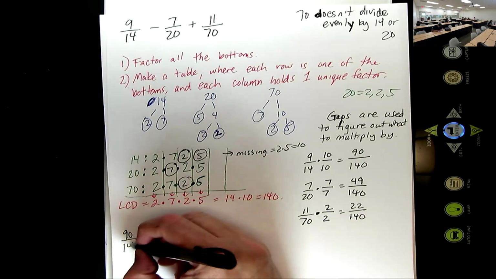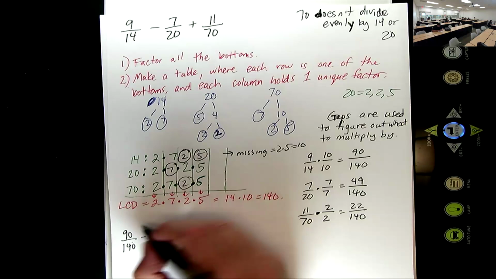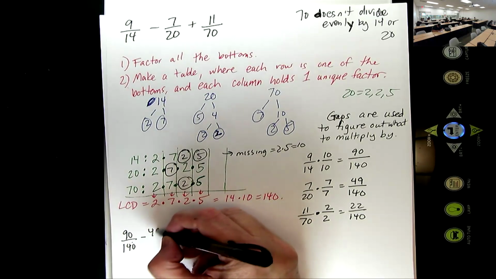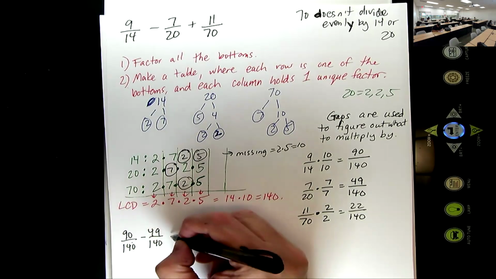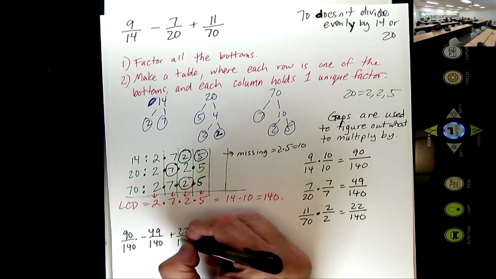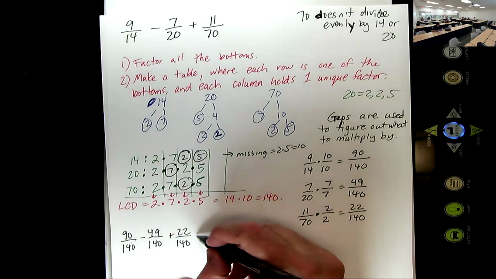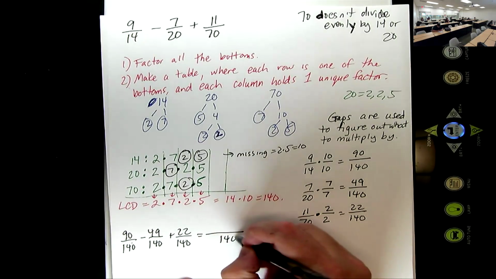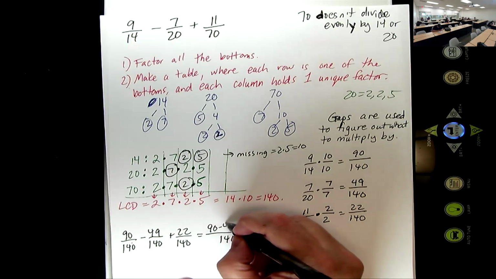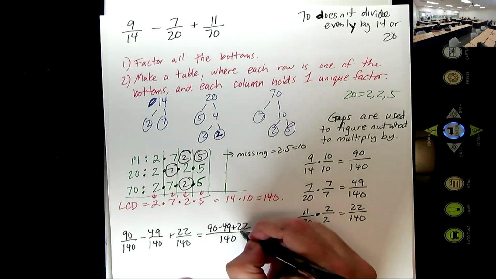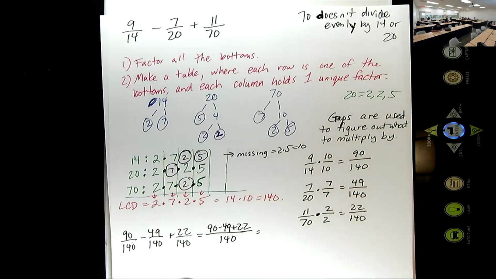So 90/140 minus 49/140 plus 22/140 is what the fraction now has, and now we can put them all together because they have the same denominator. Oh, what do we get? 41 plus 22 is 63.